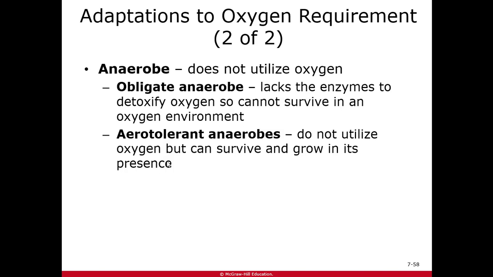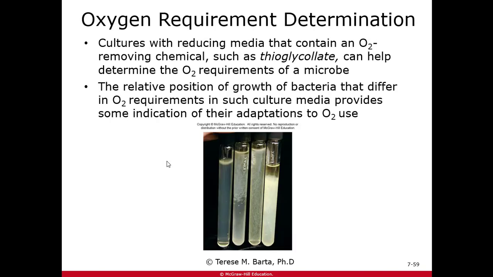Now, we can actually determine organisms' specific oxygen requirements in labs. When we have a culture, we don't know what kind of specimen a patient may have. We can take a bacterial sample, put it in different types of media, and look to see where it grows in a tube. So we can narrow it down based on its oxygen requirement.